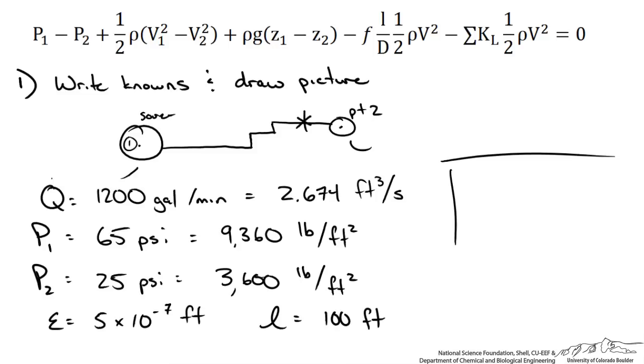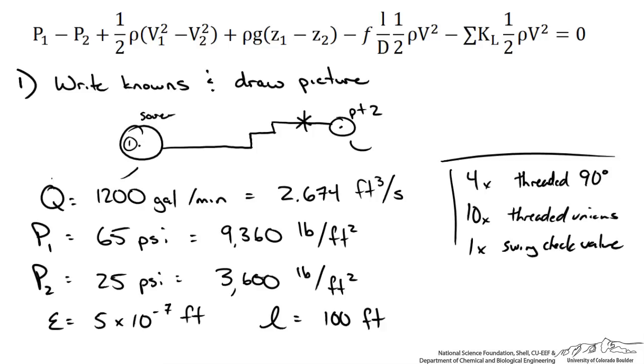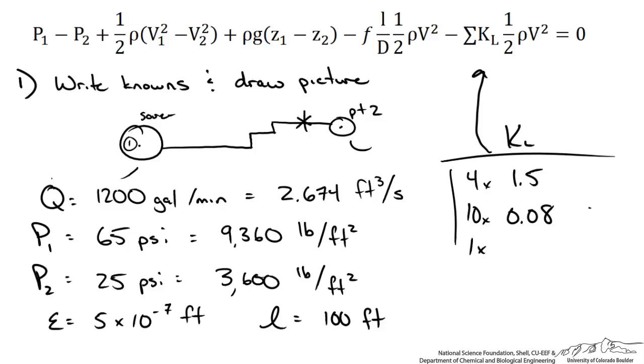We also have, for our minor losses, 4 times a threaded 90-degree bend. We have 10 threaded unions, and we have a swing check valve in the forward position. So again, I'm using these to help us look up loss coefficients. So I'm going to go ahead and just look up the loss coefficients associated with these so that I could write them down. And for our threaded 90-degree bends, one table I have uses a loss coefficient of 1.5. For our threaded unions, I get 0.08. And for a swing check valve, I get 2. And this all comes from a fluid mechanics textbook.